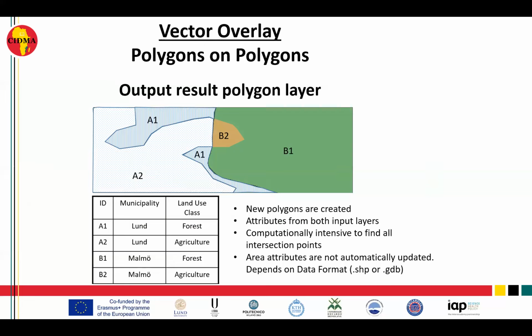And that's why you need to understand how these operations work, because then you will be able to look at the resulting output layer and find what you want in that layer. Maybe you are now only interested in selecting out the forest of Lund municipality, for instance, and then it will only be one record.